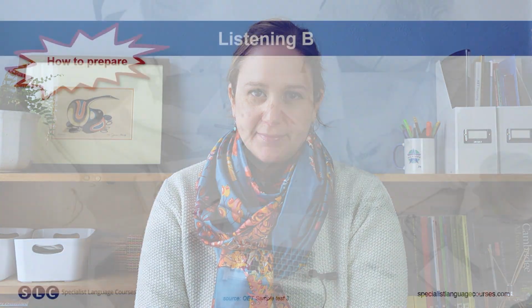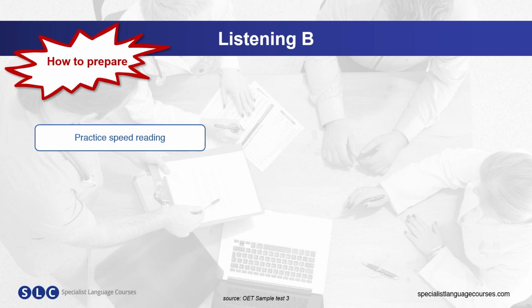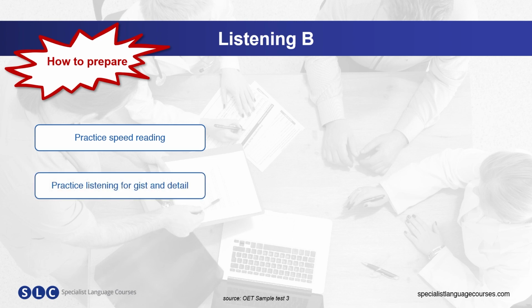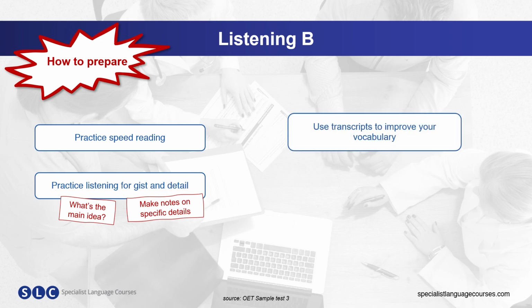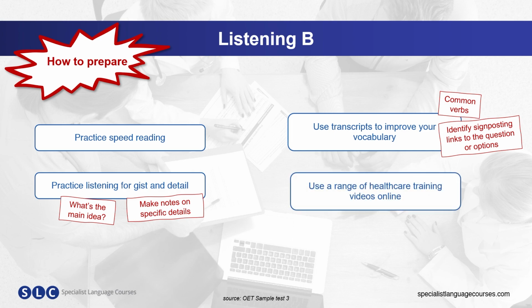So how can you prepare for Listening B? Let's take a look at some things you can do in your self-study time. Practice speed reading so you can use the 15 seconds pre-listening time effectively. When preparing, practice listening for gist and detail. Listen for the main idea and make notes on the details. Use transcripts to improve your vocabulary, for example, common verbs from Listening B, or practice identifying signposting links to the questions or options. And you can use a range of training videos online to help you practice.